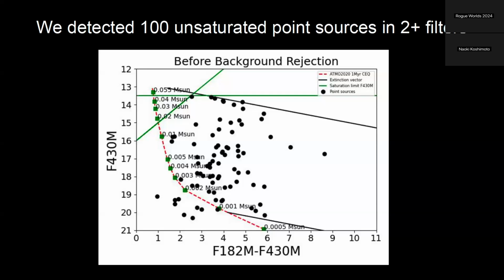And the red line gives you a 1 million-year-old isochrone from the ATMO 2020 models. The black line is the extinction vector for this combination of color and magnitude. The green lines are our saturation limits. So anything above that, we wouldn't consider in our sample. And then the black points are our data points. So you might look at this and be tempted to say, look, we found a bunch of Jupiter mass free-floating things. But we know that there can be a lot of contamination.